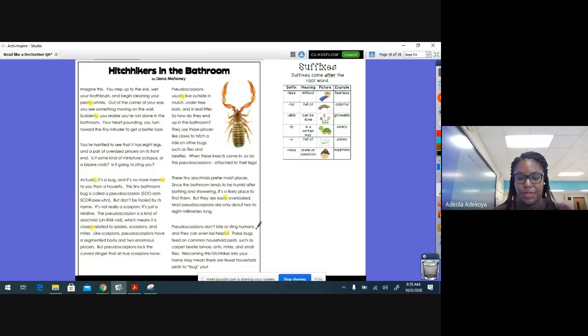Pseudoscorpions don't bite or sting humans, and they can be very helpful. These bugs feed on common household pests such as carpet beetle larvae, ants, mites, and small flies. Welcoming these hitchhikers into your home may mean there are fewer household pests to bug you. So these are hitchhikers in the bathroom, and the reason they are called hitchhikers is because they don't come in by themselves, but they hitchhike on other insects. And when those insects come into our homes, so do the pseudoscorpions.